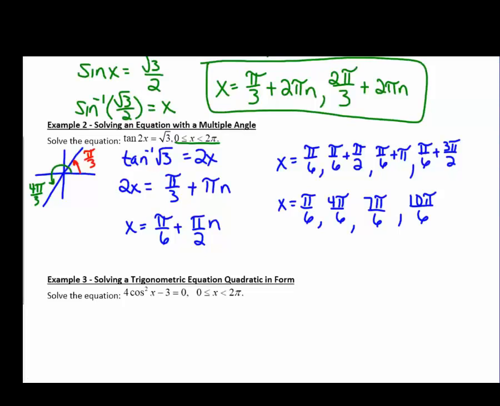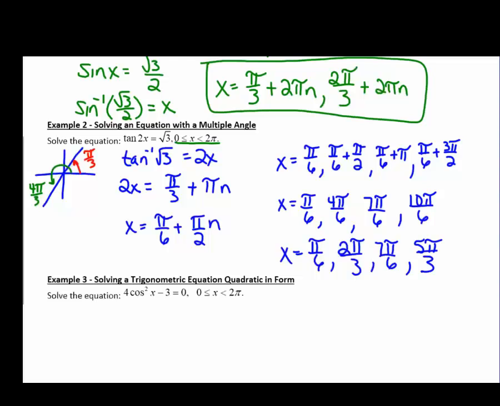Notice if I added one more pi to that, or really 1/2 pi, I would end up past 2 pi. Okay, so now we can just simplify these. So we have x equals pi over 6, 2 pi over 3, 7 pi over 6, and 5 pi over 3.